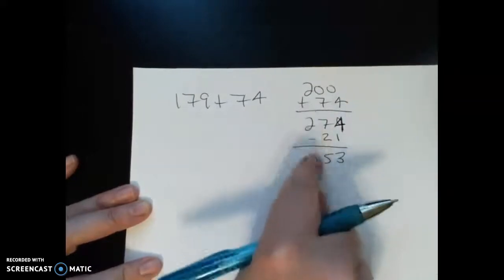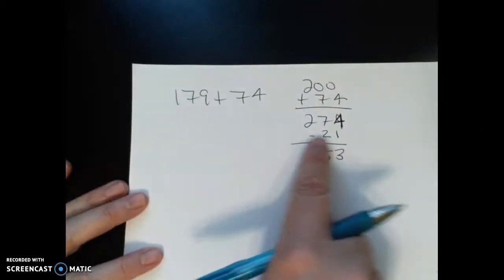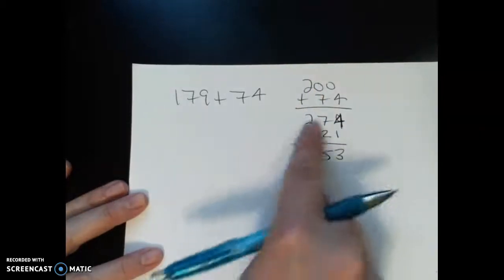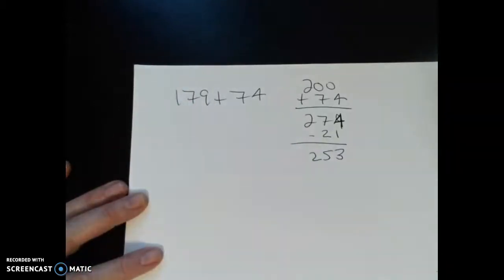and again, notice I didn't have to ungroup. So with rounding with compensation, you want to make it so that after you add, if you have to compensate, you don't have to ungroup. Because if we had to regroup and ungroup, we just do the standard algorithm, okay?